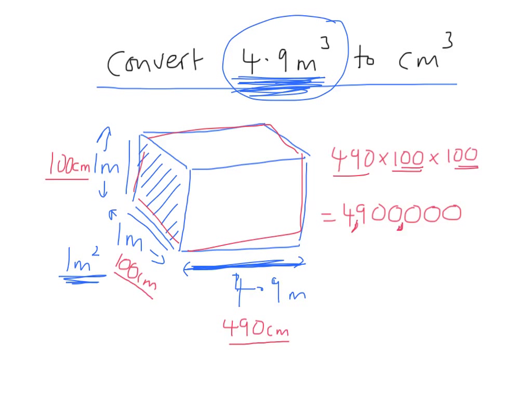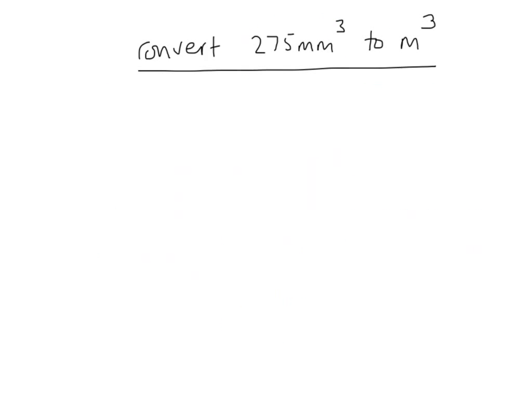That's 4,900,000 cubic centimetres. Again, if you remember there are a million cubic centimetres in a cubic metre, that's fine. If not, we've only got the linear conversions to remember, and this gives us a way of working out the correct answer. So our last example is in the other direction.